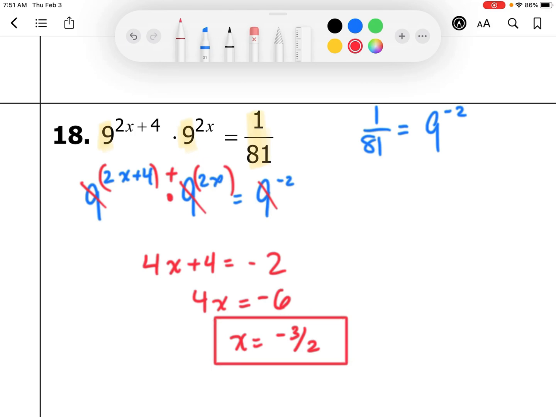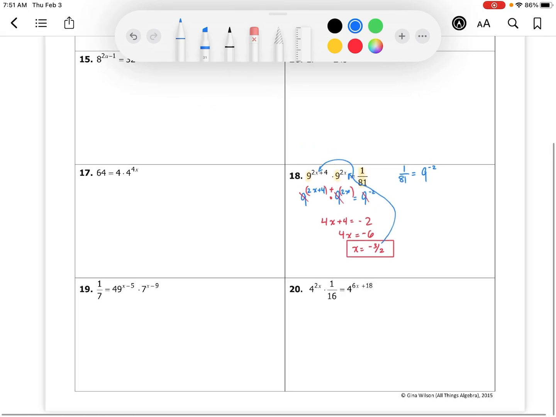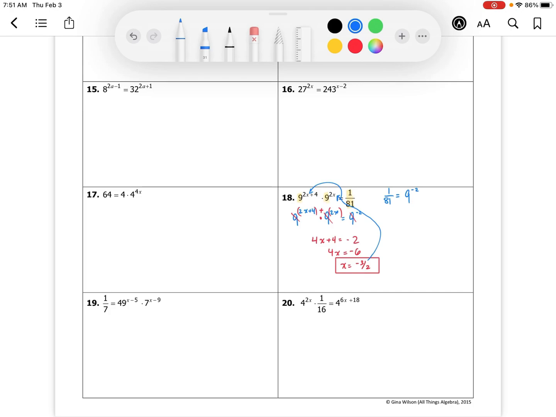You can always double check your answer by taking it and plugging it back in to see if it works. We're going to do not only equations in class, but also practice inequalities with this type of stuff. Let me know what questions you have, and have a great night.